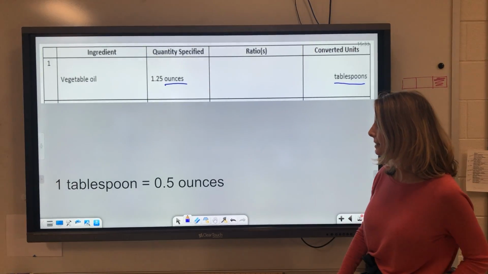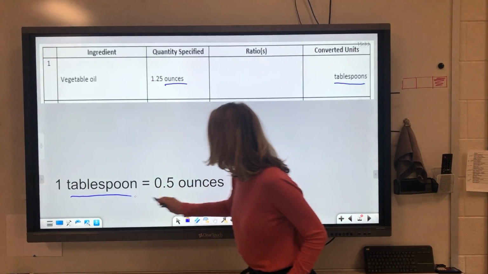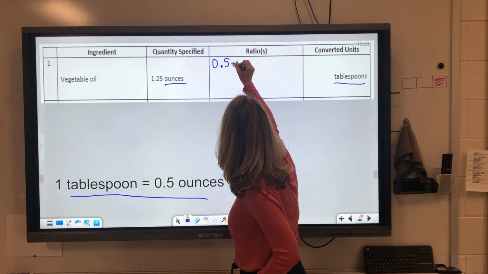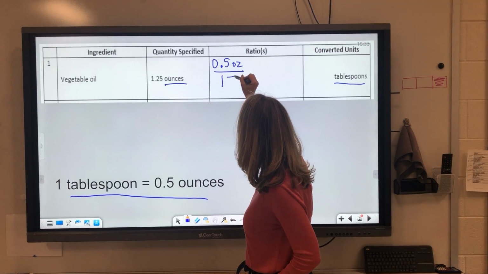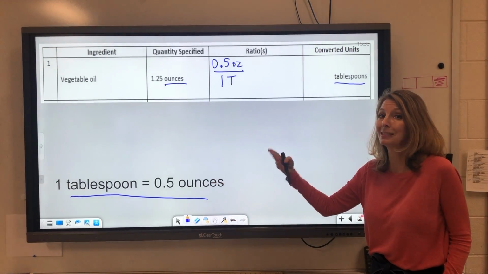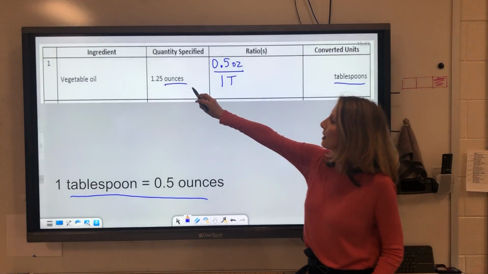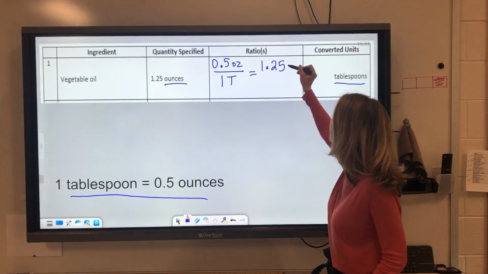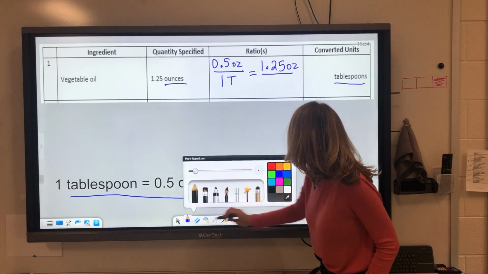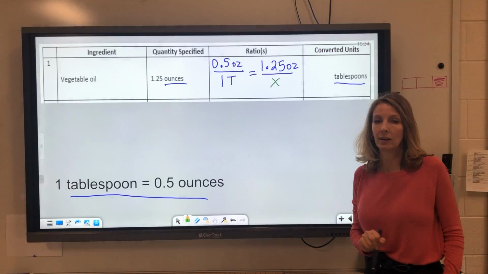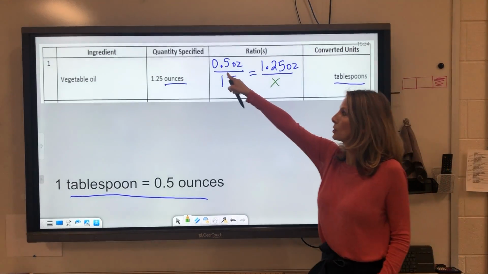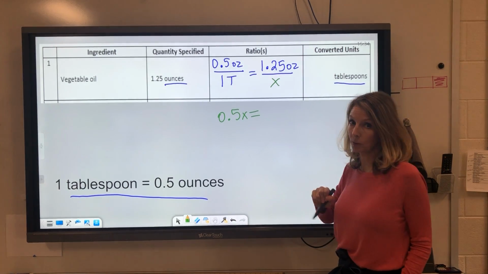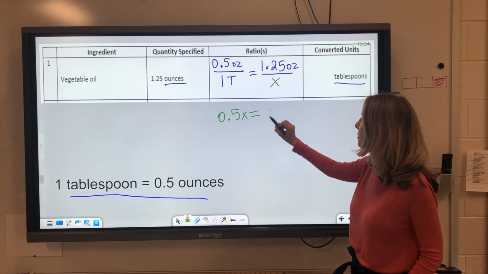step. So when I set this up, I can start with the conversion I was given. So I have 0.5 ounces over 1 tablespoon. And again, that is what I was given. Now, looking at my problem, I can see I have ounces. So I'm going to put that up on the top because I've already put ounces here. And then I have my unknown right here. At this point, I am just cross multiplying, so 0.5 times x gives me 0.5x equals 1 times 1.25.